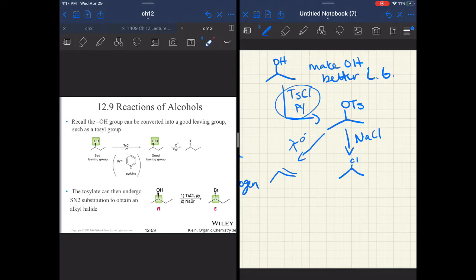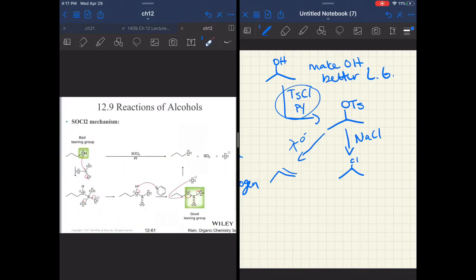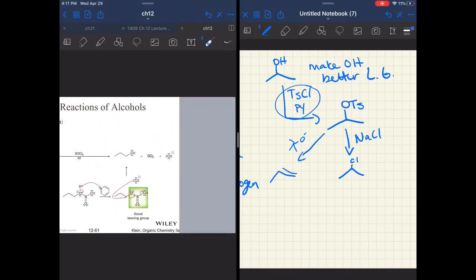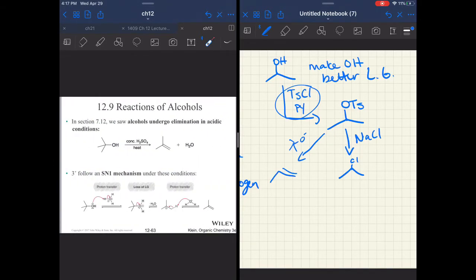Make sure I didn't skip anything. Yeah, so no new mechanisms right now. The SOCl2 mechanism is interesting, but you are not responsible for providing that mechanism on an exam. Same with PBr3. If it comes up in the homework, you can look it up. But on the exams, I will not ask you about it.